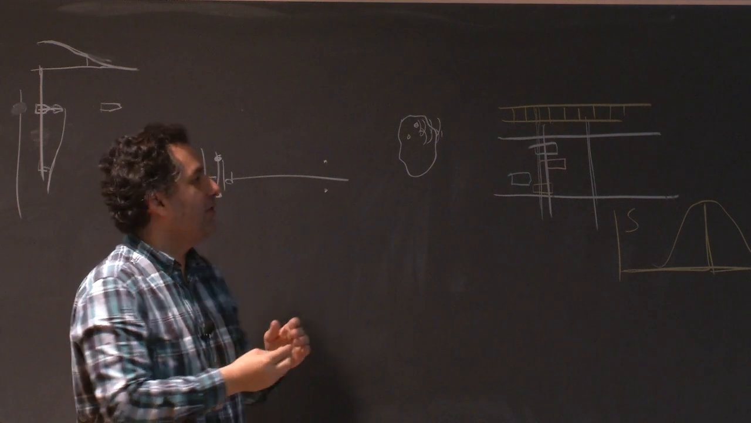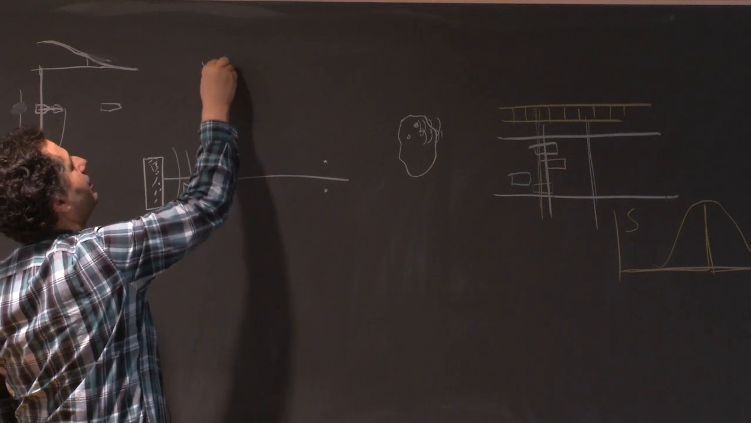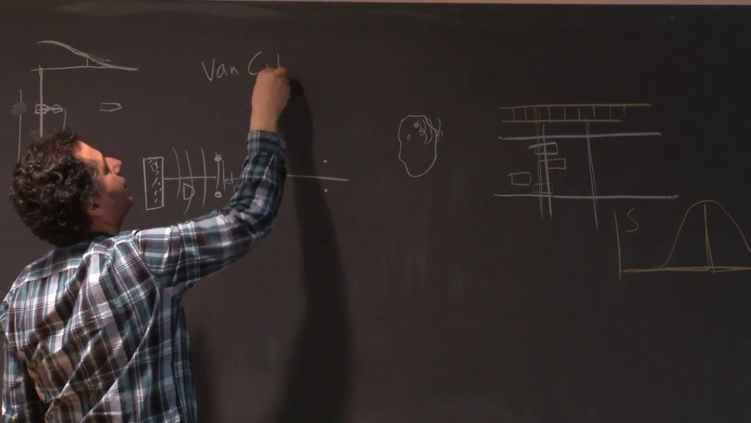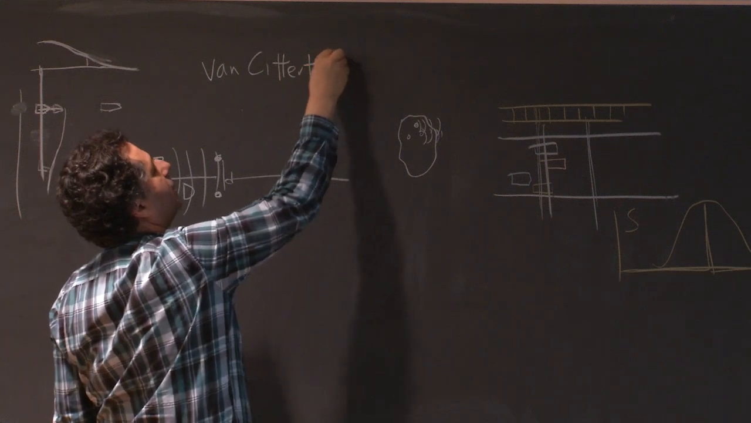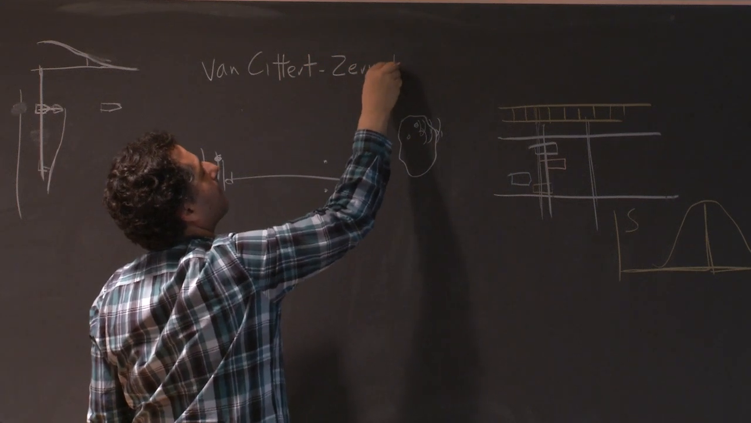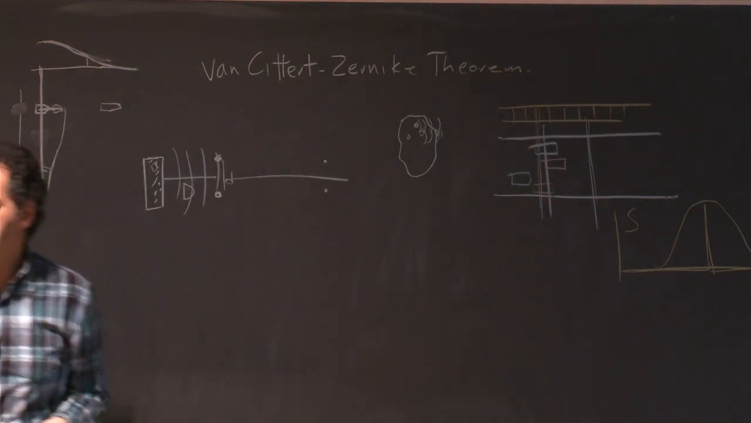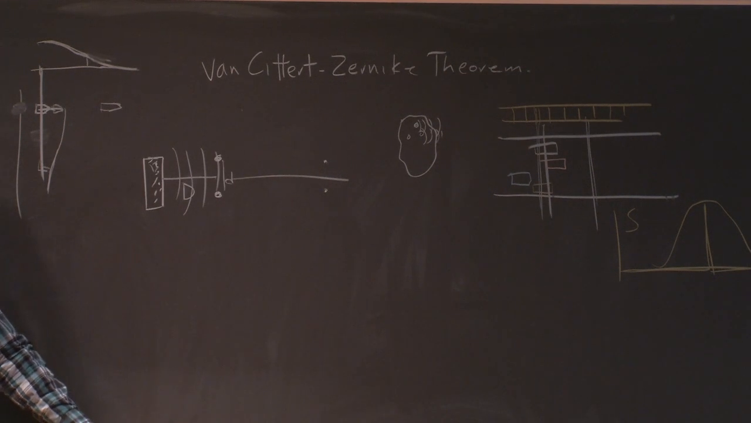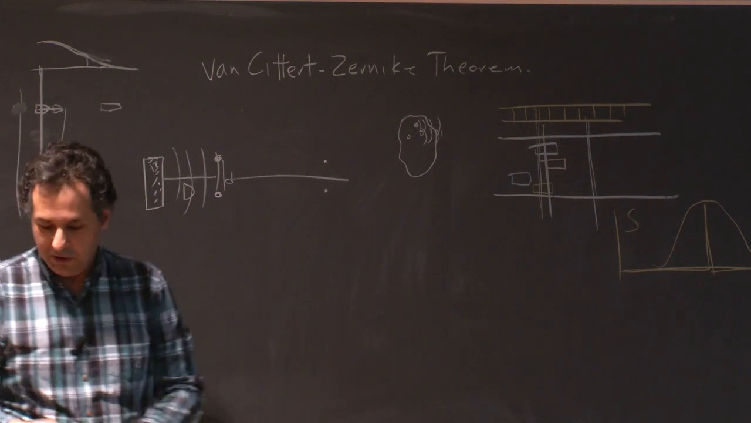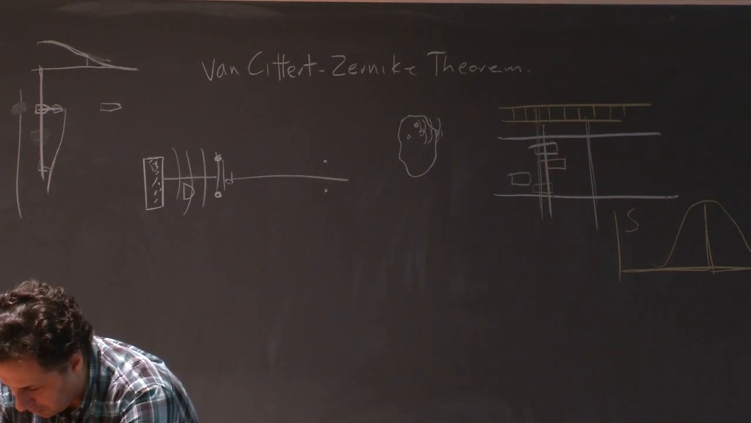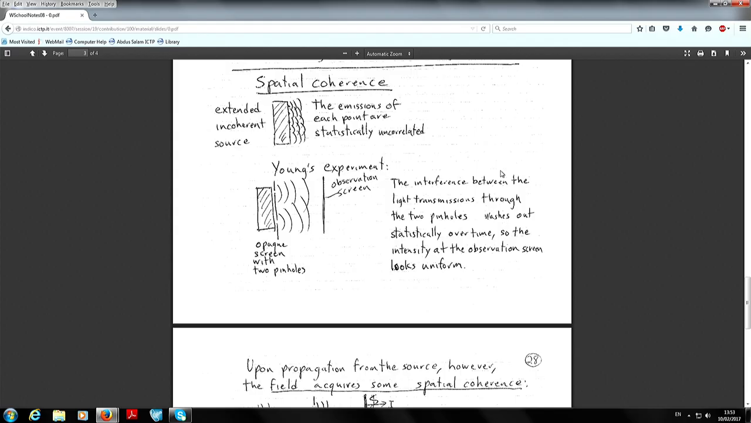And that's what's called the Van Cittert-Zernike theorem. There's a mathematical description of this, but I want to give you more the physical intuition. And I'm going to show you perhaps the shortest and most unusual and weirdest publication I've ever had the luck to be involved with.